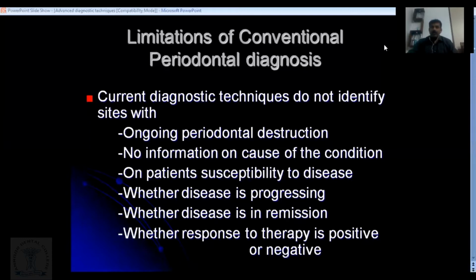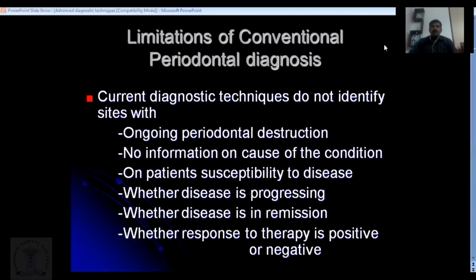By taking a radiograph, you came to a diagnosis that bone loss has occurred. But is the bone loss progressing there? Suppose you take a radiograph after 3 or 6 months, will you see more bone loss, or is it in a healing state? All these cannot be evaluated by means of the current diagnostic methods. Hence, we need newer advanced diagnostic aids to diagnose periodontal disease so that you can identify the disease at a very early stage and then take corrective measures.